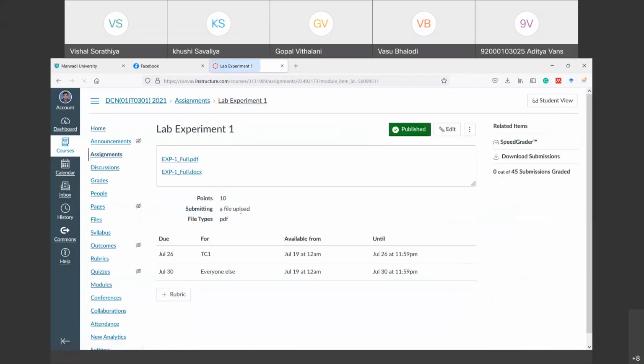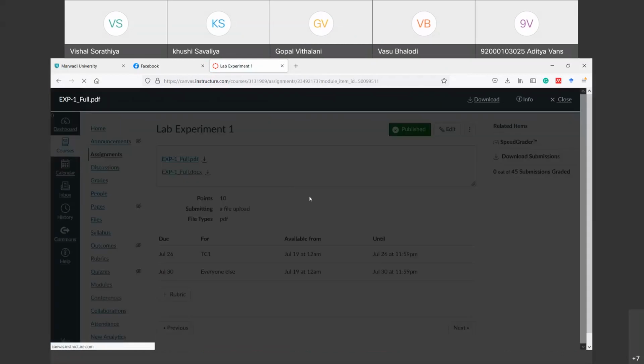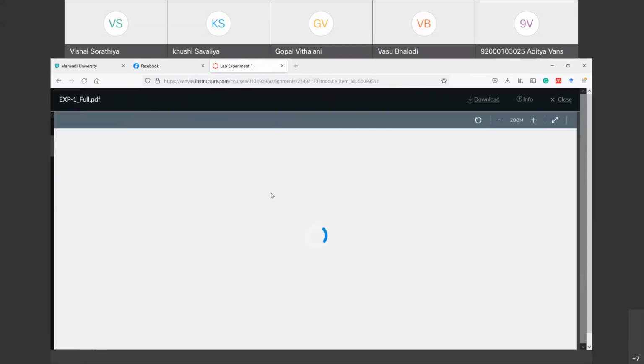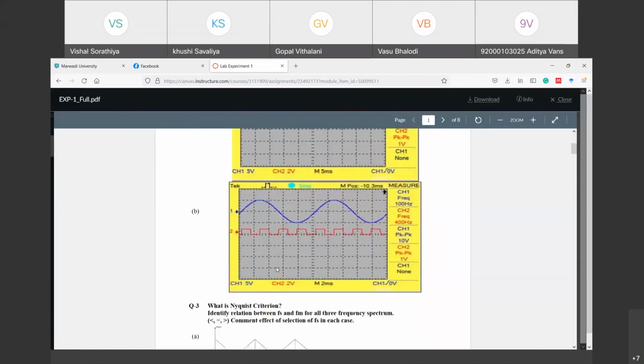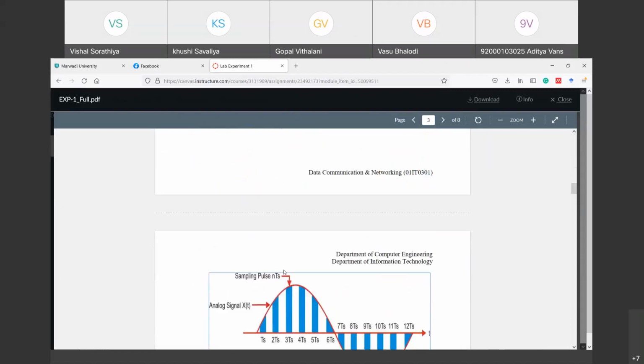You need to do experiment number one. In experiment number one, you can open and click on this experiment number one file. There are pre-lab, post-lab, such types of activities also there, as you have experienced previously in lab experiment 0. And to complete this pre-lab, post-lab and the entire lab, you will get 1 week of time.